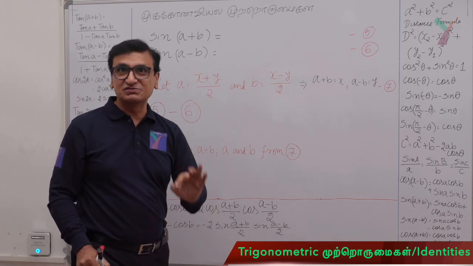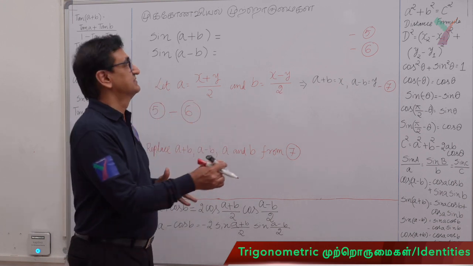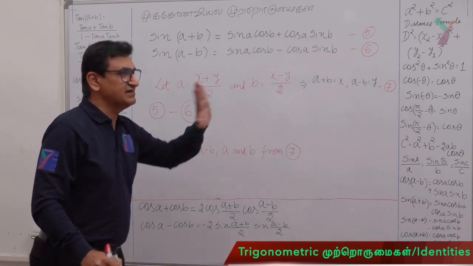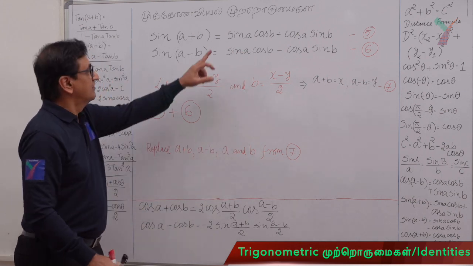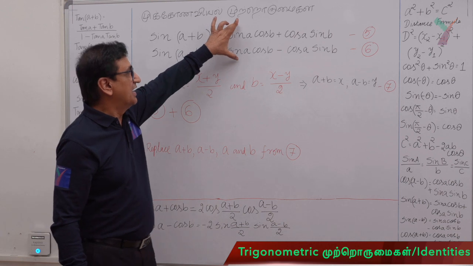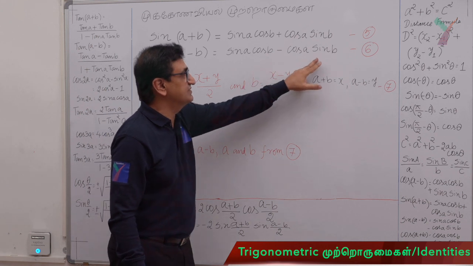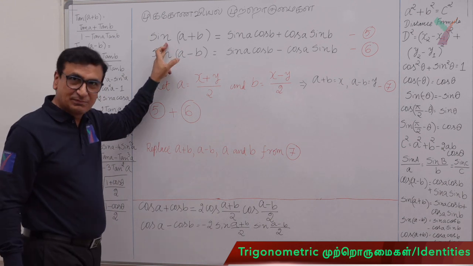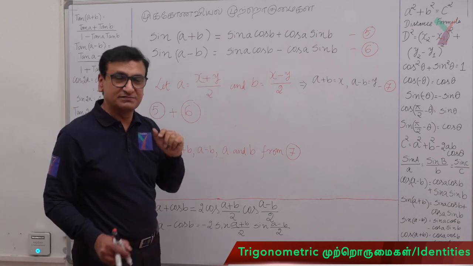Sin a plus b is sin a cos b plus cos a sin b. And sin a minus b is sin a cos b minus cos a sin b. Each time I repeat sin a plus b and sin a minus b so that it sinks in deeply. Now we do 5 plus 6. Sin a cos b and sin a cos b will add up. But the cos a sin b terms will cancel, because I have plus cos a sin b here and minus cos a sin b there. So sin a plus b plus sin a minus b equals 2 times sin a cos b.